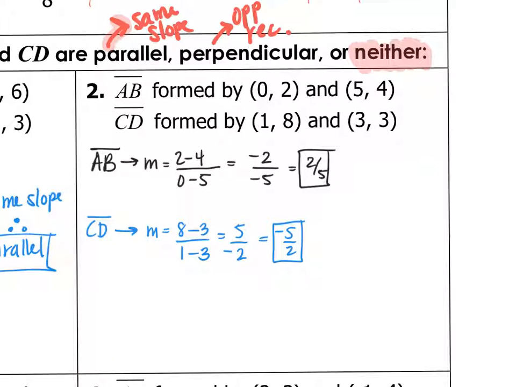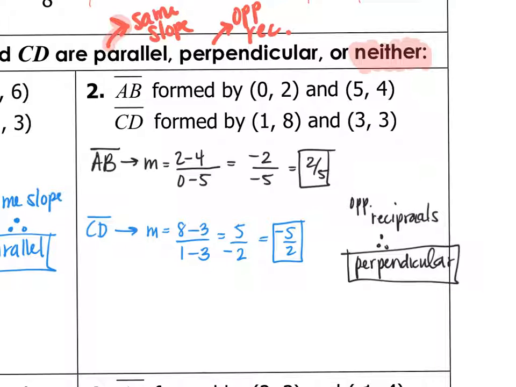The slopes are not the same, but they are opposite signs and reciprocals. So the slopes are opposite reciprocals of each other. Therefore, they are perpendicular. AB and CD are perpendicular lines.